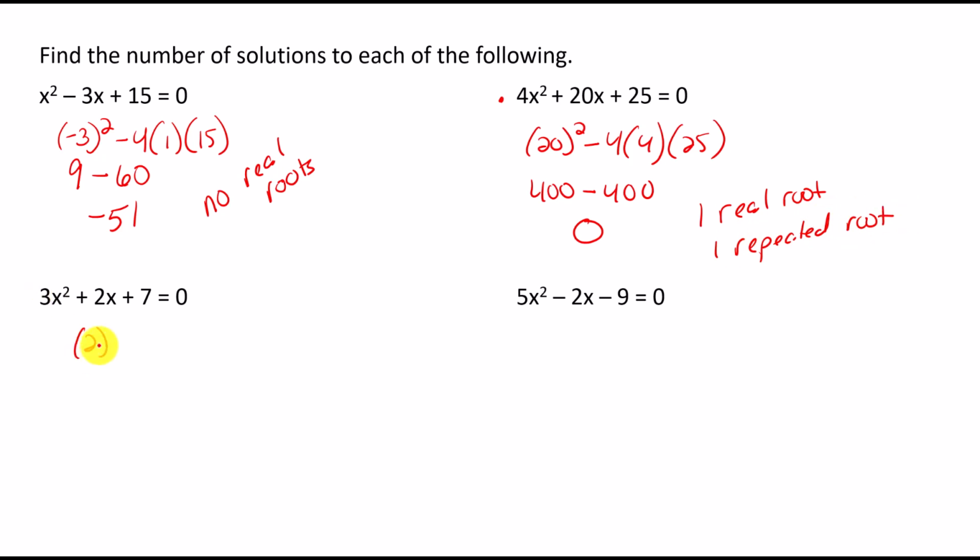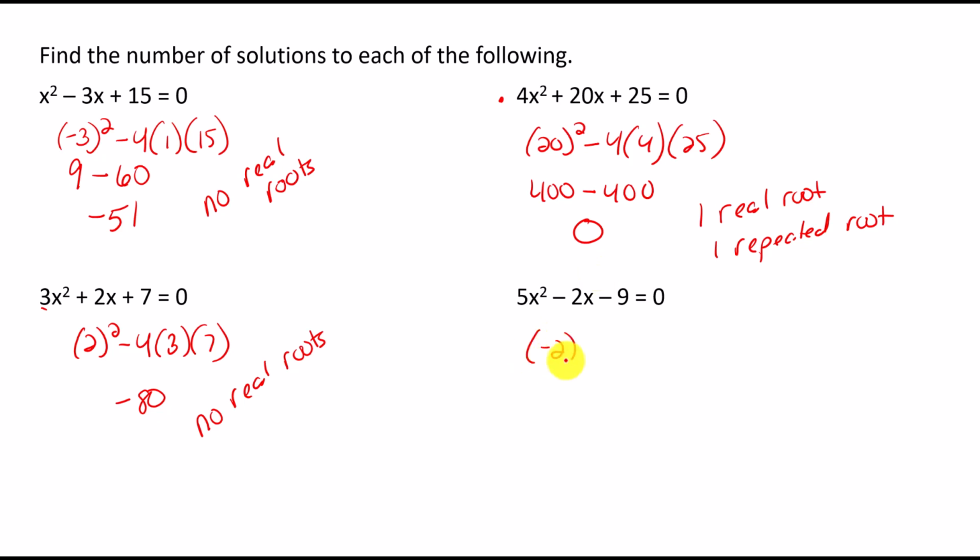Okay, so b squared, which is 2, minus 4 times a, which is 3, and c, which is 7. So you can actually type in this whole thing. I've been breaking it down. I did this one and then I did this math. And if you like that, you can do it. Or you can type this whole thing exactly like you see it, parentheses and all, into your calculator. And if you do that, we get -80. And since this is negative, there's no real roots. Okay, take just a minute and try this last problem on this side.